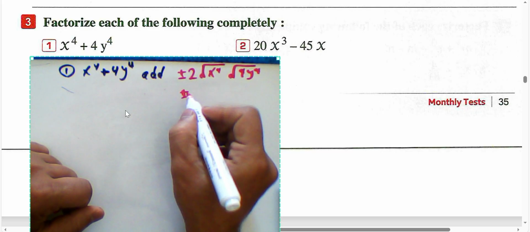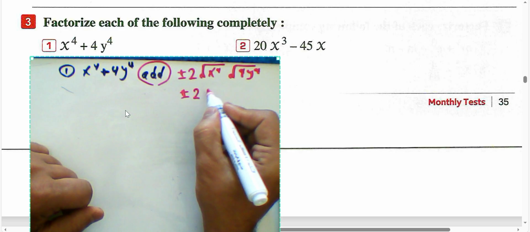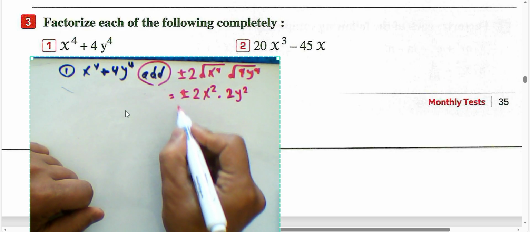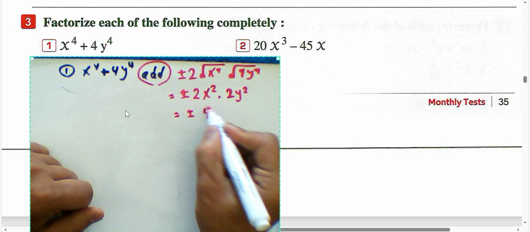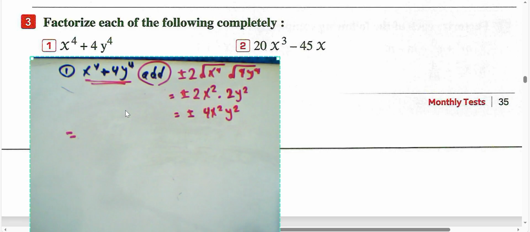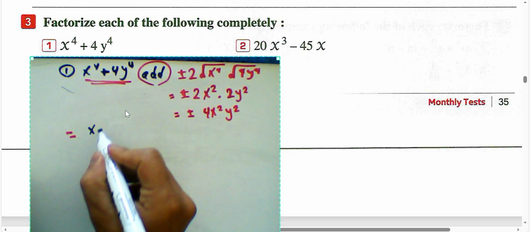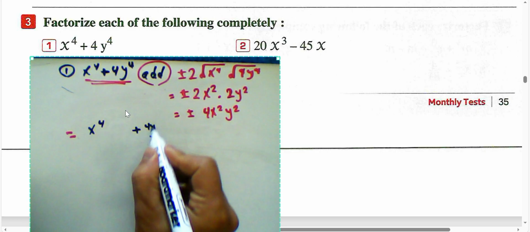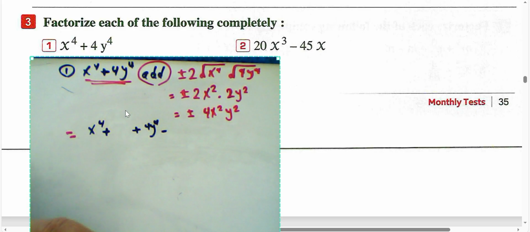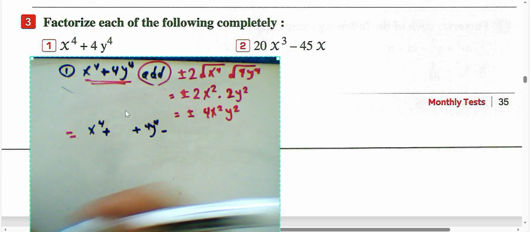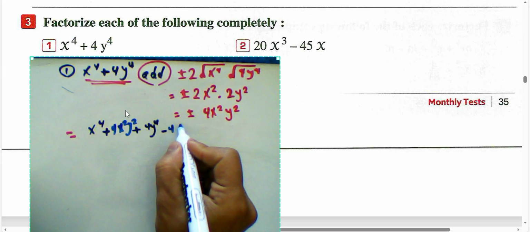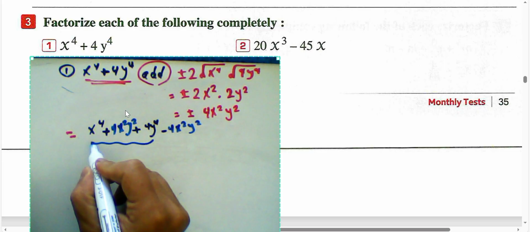Then add positive or negative x² times 2y², which equals positive or negative 2x²y². In this example we can complete the factorizing here. First step, we write the first term, x⁴, and 4y⁴. Write in the middle, here a positive sign and here a negative, okay? Then put this term, 2x²y², between them, and outside here 2x²y². And now we have a perfect square.